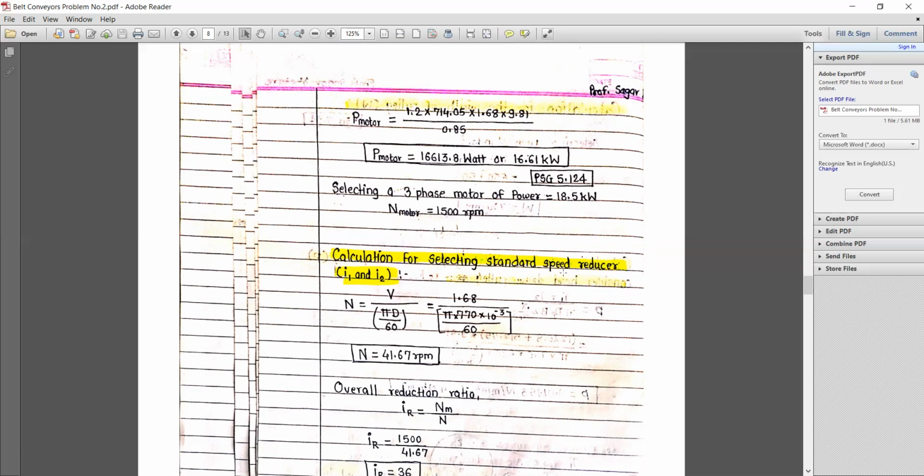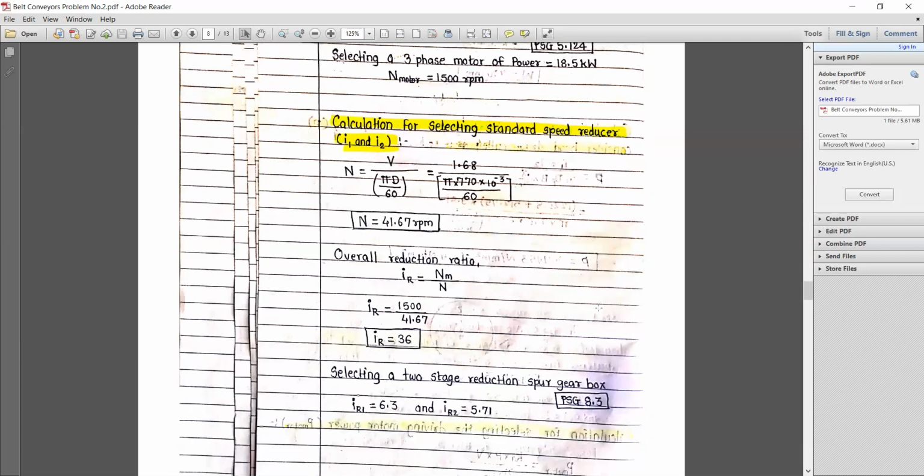Okay, next is the calculation to select standard speed reducers. Whenever we design a gearbox for the belt conveyor mechanism, we need the gear reduction ratio. So initially we calculate the total, or overall, reduction ratio. For that we need the speed in rpm. As we have a velocity of 1.68, we can convert it into speed, that is v is equal to pi dn by 60. Calculating, n is equal to 41.67 rpm.